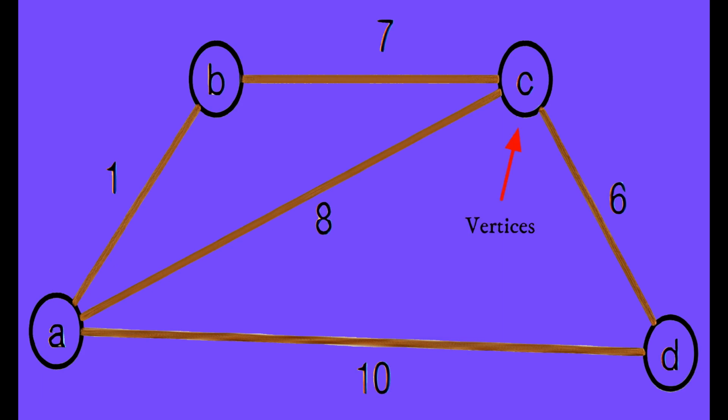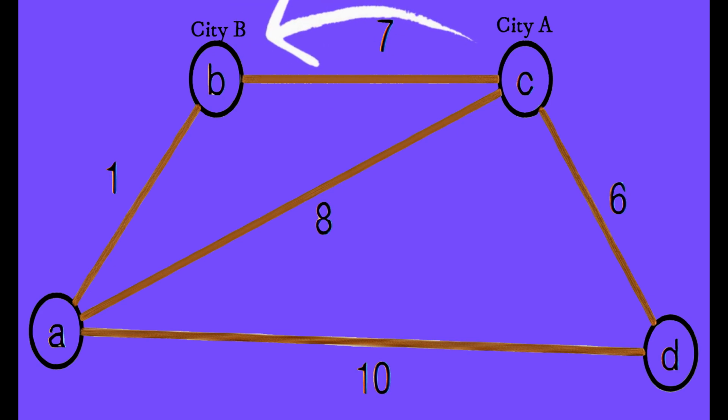Vertices are the points or nodes in a graph, representing entities like cities in a map or characters in a network. Edges are the connections between vertices, showing relationships or paths between them, such as roads between cities or relationships between people. In a weighted graph, each edge has a value or weight associated with it, indicating factors like distance, cost, or importance between connected vertices.